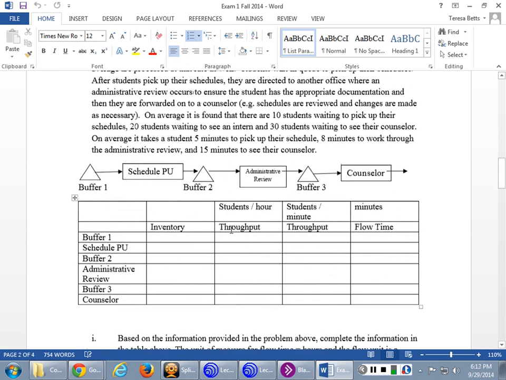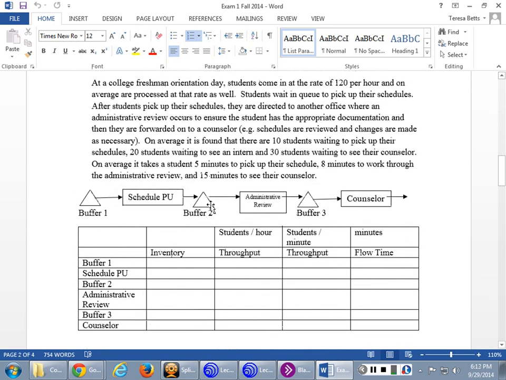In this next problem, at a college freshman orientation day, students come in at the rate of 120 per hour. Students wait in queue to pick up their schedules. After students pick up their schedules, they're directed to another office where an administrative review occurs to ensure the student has the appropriate documentation, and then they are forwarded on to a counselor. Schedules are reviewed and changes are made as necessary. On average, there are 10 students waiting to pick up their schedules.